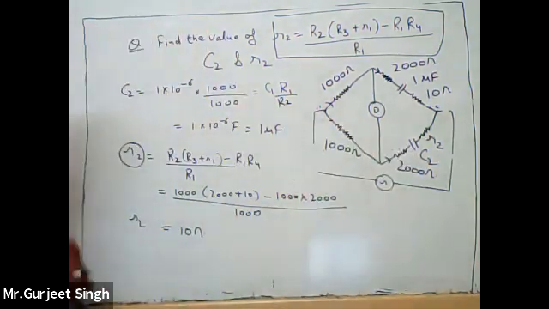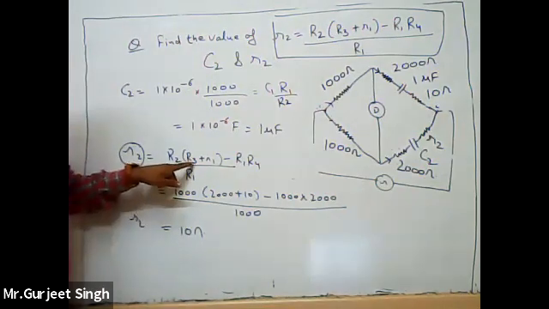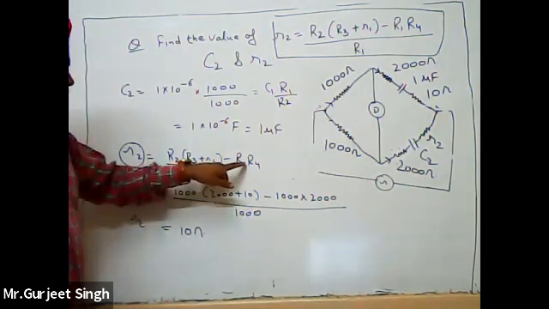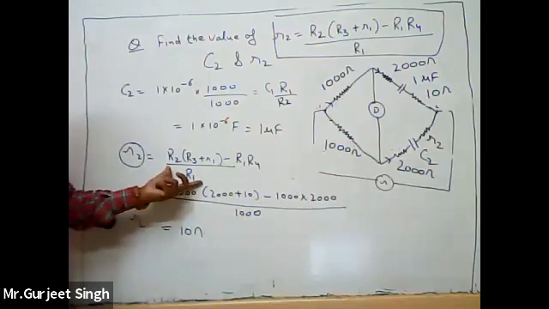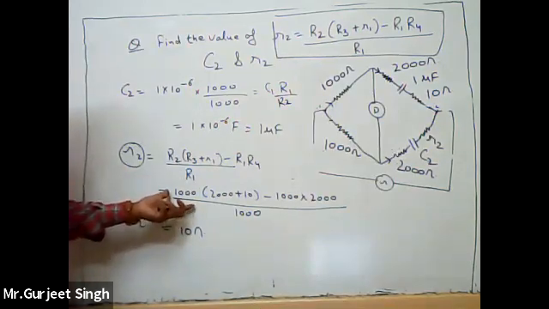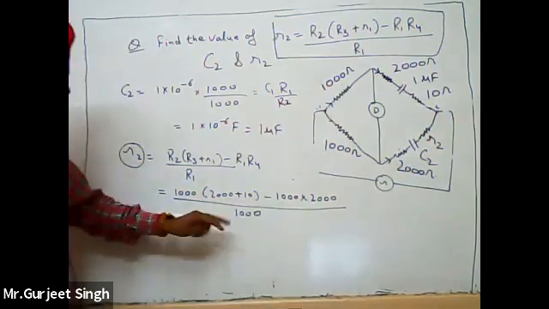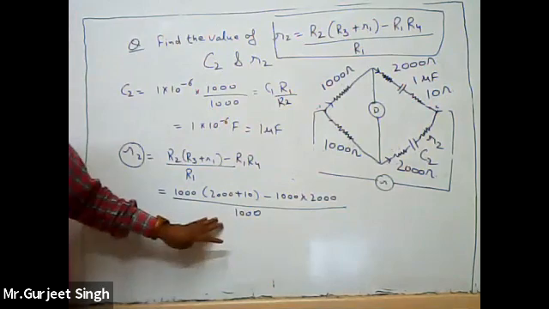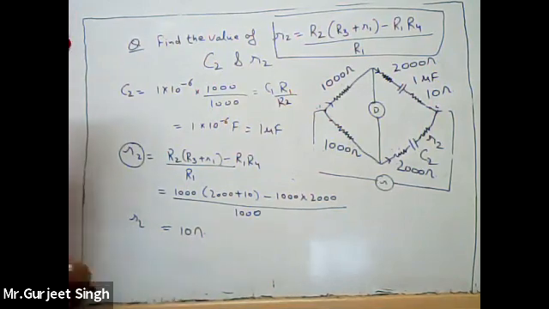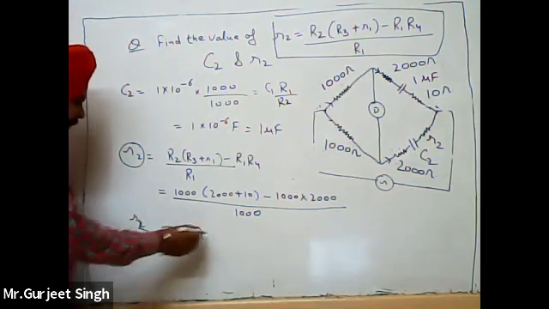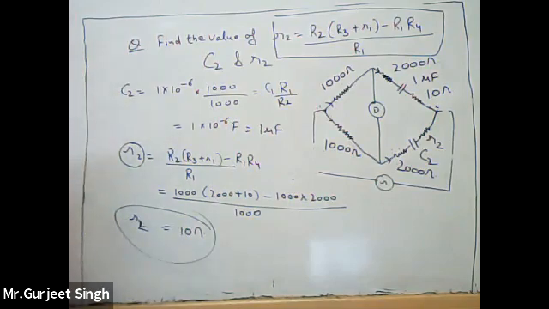Okay, so this is R2 into bracket R3 plus small r1 minus r1 into R4 divided by R1. So you will put these values. R2 is 1000 ohm, 2000 plus 10 minus 1000 into 2000 divided by 1000. So when you solve these values, you will get R2 is equal to 10 ohm. So this is the value of the R2 resistance.